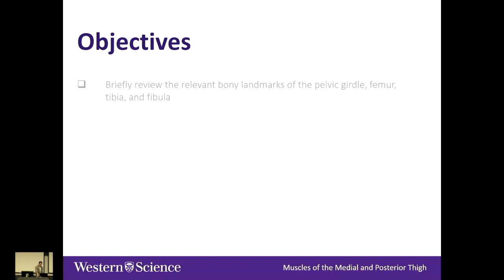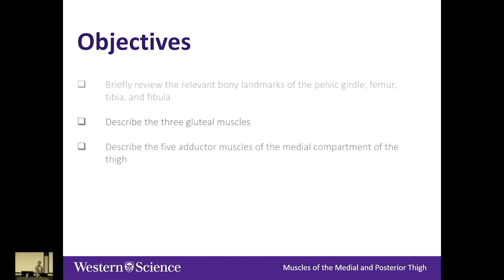All right. So today we're going to briefly talk about the bony landmarks that we'll be seeing today: the pelvis, as well as the femur, fibula and tibia. We're just going to do that really briefly because you should already know most of these structures by now. Then we'll move on and talk about the gluteal muscles, so that's your butt muscles that you guys are all sitting on right now, unless you're online and standing up making breakfast or something. Then we'll talk about the 5 adductor muscles, so the medial compartment of the thigh.